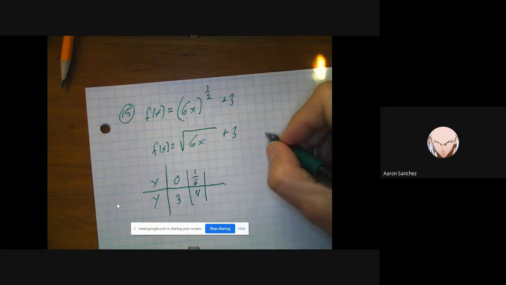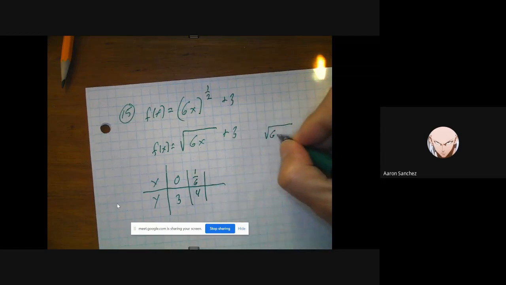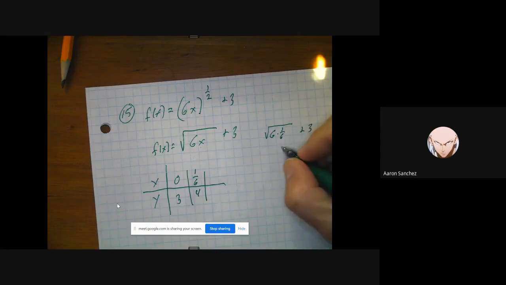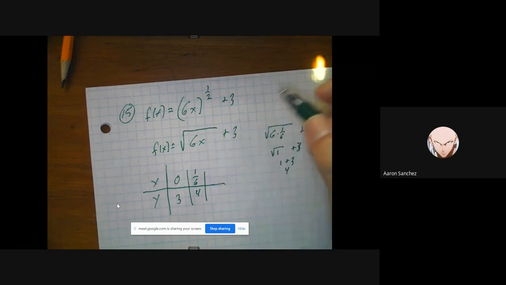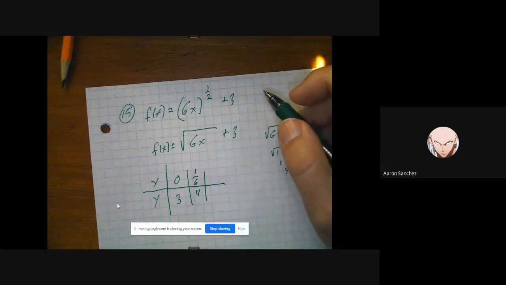I said 6 times 1/6. I can plug in 1/6. Why do I want to plug in 1/6? Because 6 times 1/6 is equal to 1, and I can get the square root of 1. Sorry, this is 3. 1 plus 3 is 4. Now, I also want this whole thing to equal 4.